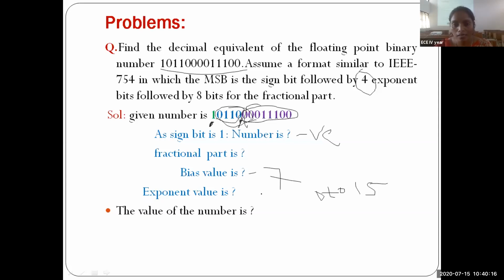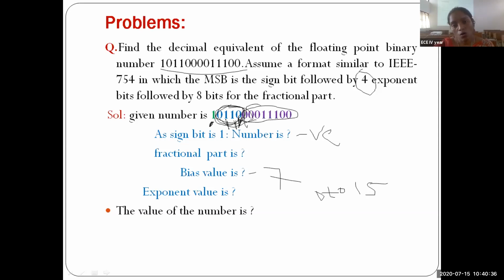But how to calculate the value? See, similar to your integer, it is binary with an implied point. How to calculate? 0 into 2 power 0, 1 into 2 power 1, 1 into 2 power 2. Tell me the value. Only these 4 bits indicate the integer, similar to your fixed point only.